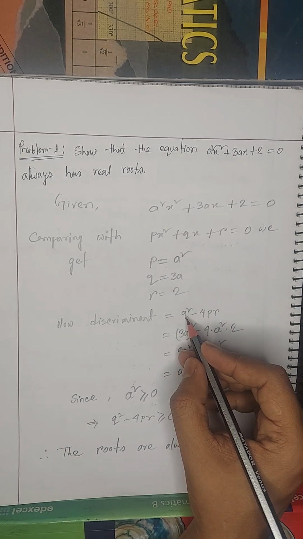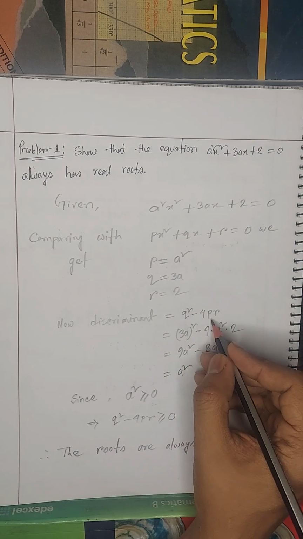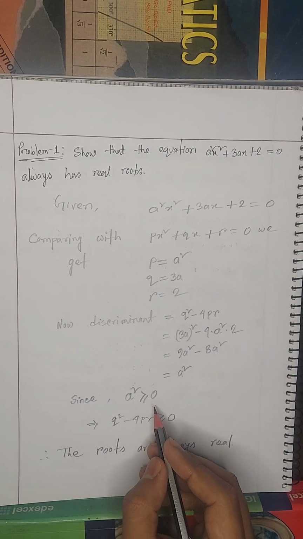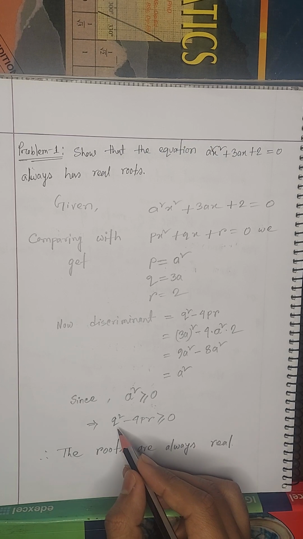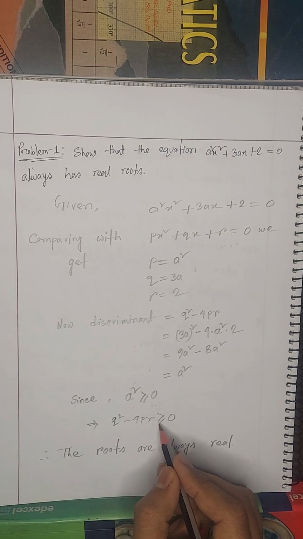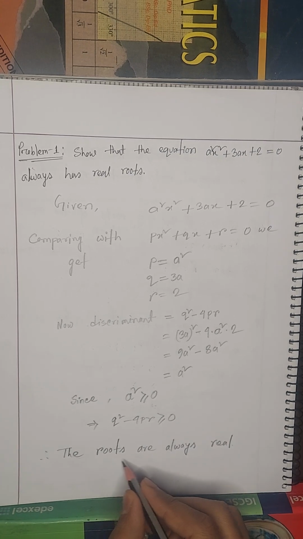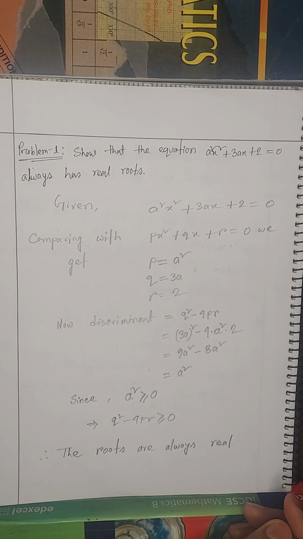So first we have to find the value of the discriminant q square minus 4pr, which is a square, and since a square is greater than or equal to 0, this implies q square minus 4pr is greater than or equal to 0. That means the roots are always real. We know that if the discriminant is greater than or equal to 0, then the roots will be real, which I discussed before.